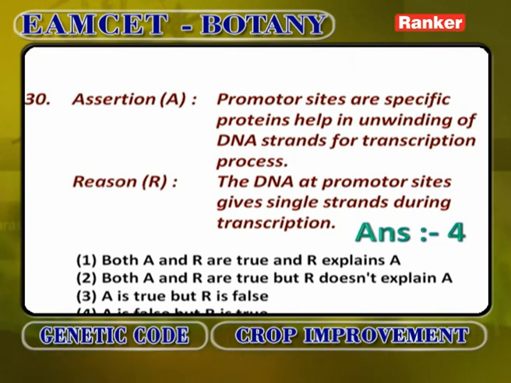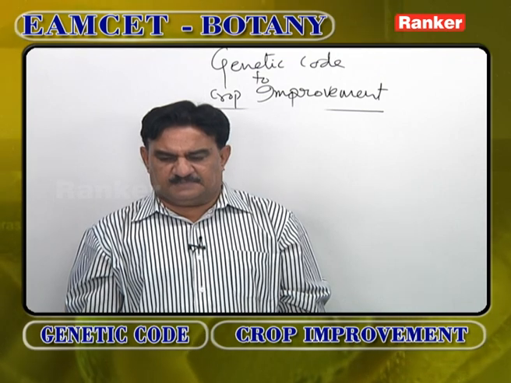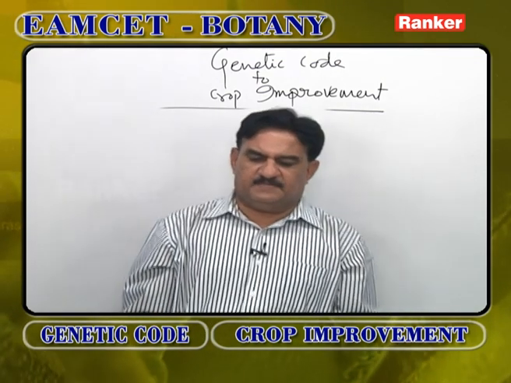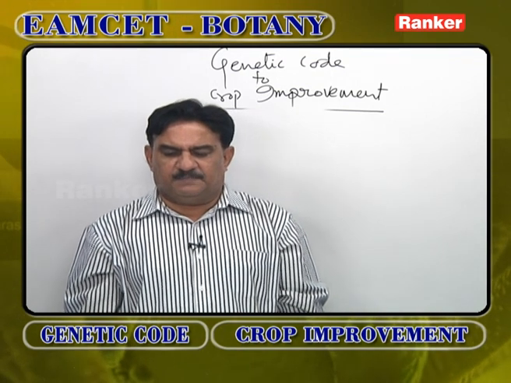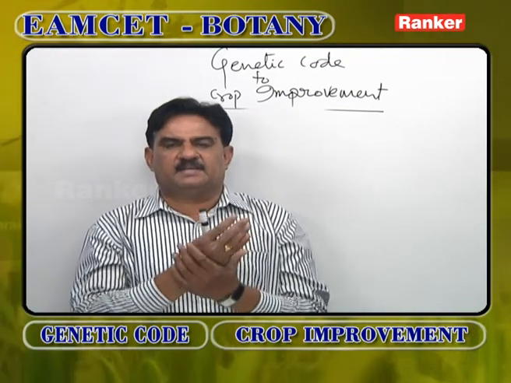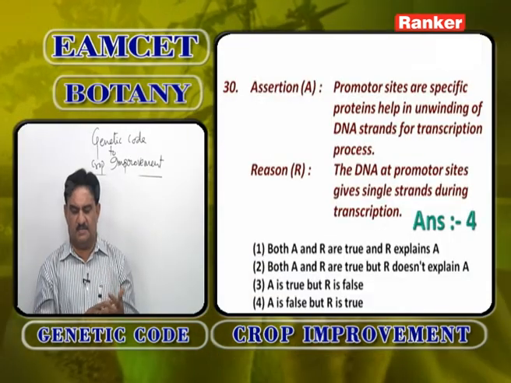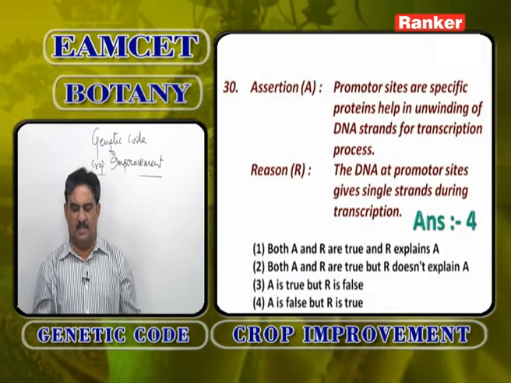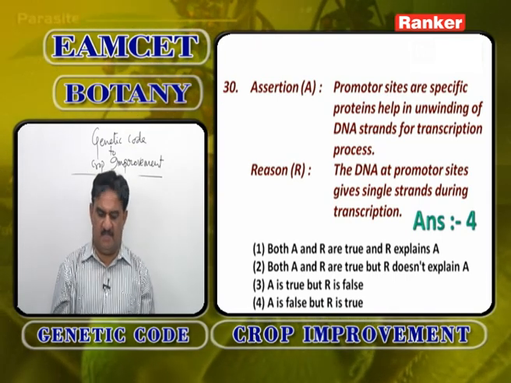Promoter sites are specific proteins that help in unwinding of DNA strands for the transcription process. The place where the DNA unwinds is the promoter site. So promoter sites are specific proteins. Promoter sites are definitely specific proteins that help in the unwinding of DNA strands for transcription, correct. The DNA at promoter site gives single strands during transcription is wrong. DNA at promoter sites does not give single strands. It produces only template DNA which again unites to form.